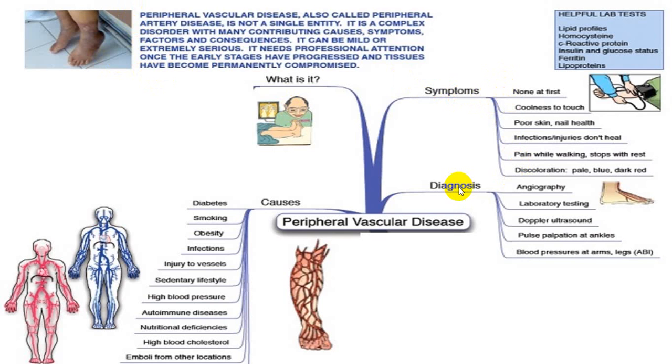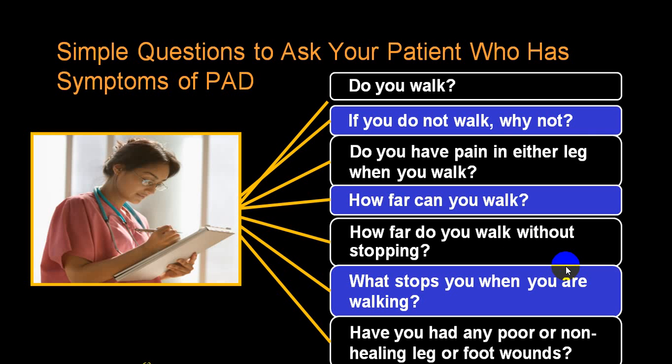As far as laboratory investigation is concerned: angiography, laboratory testing to find out the risk factors, Doppler to find out the severity of occlusion, and angiography will also help. Pulse palpation at the ankle and blood pressure, that is the ABI index. This is in a nutshell the entire picture. Some of the laboratory parameters which are very helpful are lipid profile, homocysteine, C-reactive protein, blood glucose, ferritin level, and lipoprotein levels. So this is in a nutshell, in short.